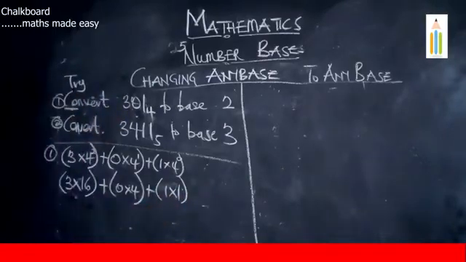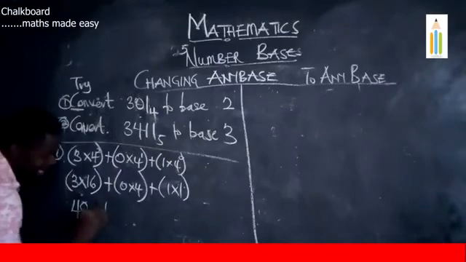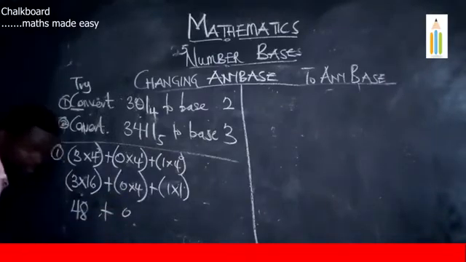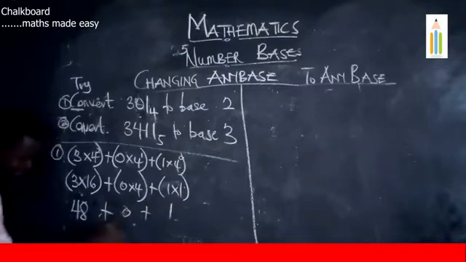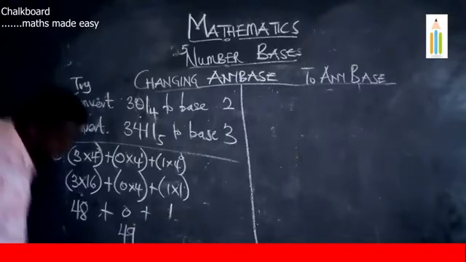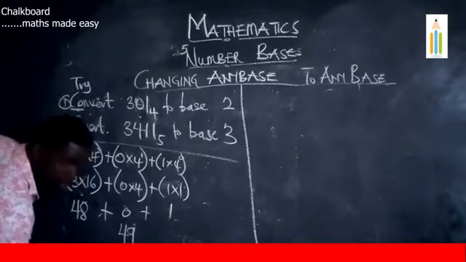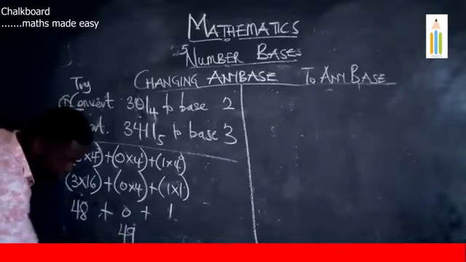So we are getting 16 times 3, which gives us 48. Plus 0 times 4 gives us 0. Plus 1. So 48 plus 0 plus 1 gives us what? 49. I can choose to write the base 10 or not because it's already in base 10. So I can choose to leave it like this or write it.